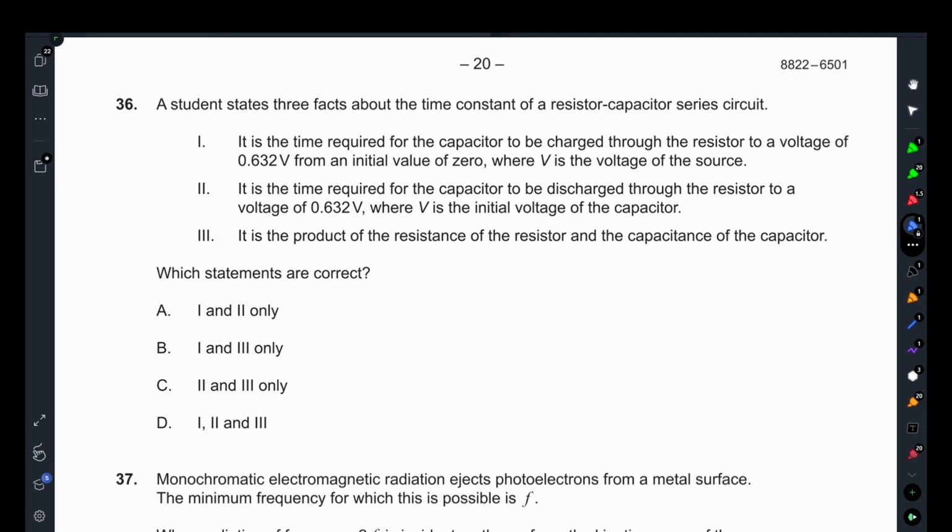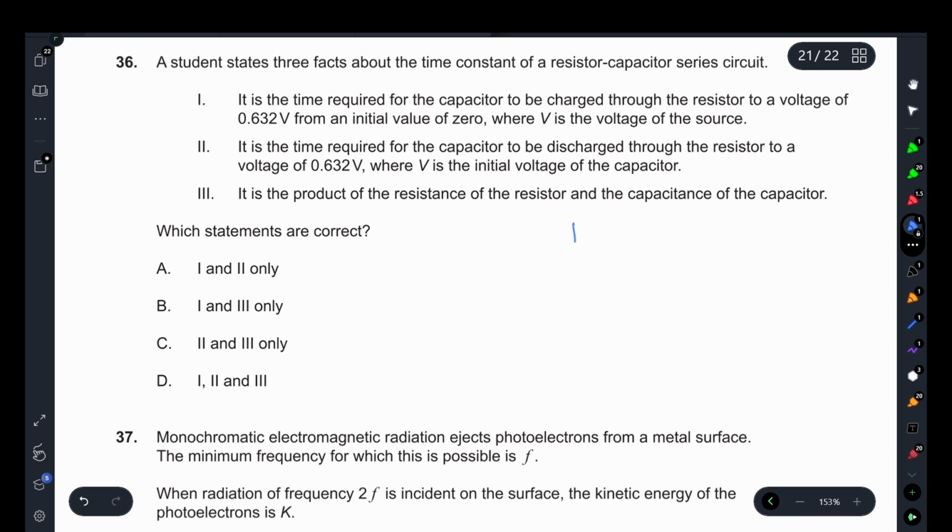Question number 36, a student states 3 facts about the time constant in a capacitor resistance circuit. Now, for this, I like to keep the graph handy. You will need to memorize this because it's actually pretty important to know and very helpful in most cases. So here we have a voltage time graph, and here you have the voltage in a discharge curve and voltage in a charging curve. So this is a pretty bad graph, but bear with me here.